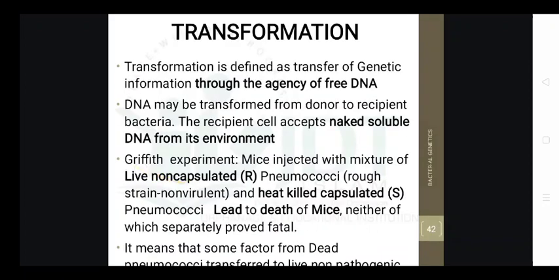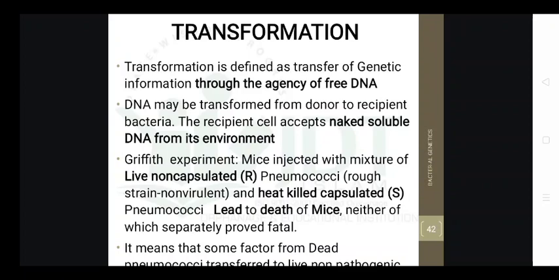Now first one, transformation. In all these methods there will be a transfer of genes from one cell to another cell. The only difference is in which way they are transferred: either as naked DNA or free DNA, or through a cytoplasmic bridge, or through a vector, or through an artificial method. That is the difference here.